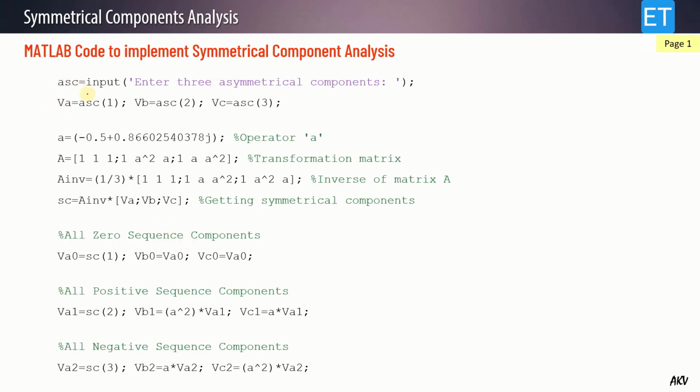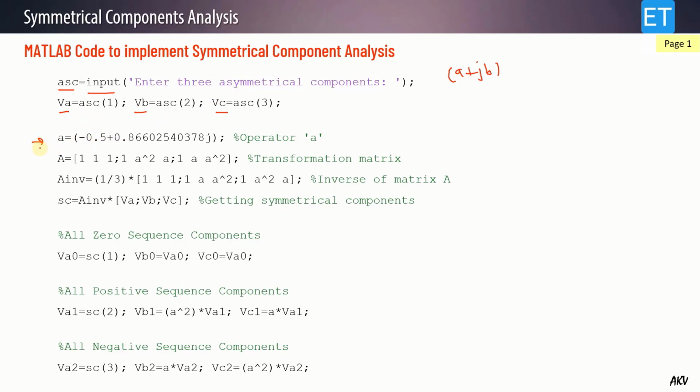First, I'm taking the input from the user from the command prompt. I'm going to enter the three asymmetrical components. The user will enter all three components in rectangular form, in the form of A plus jB. They go into the ASC variable, and now I am separating those three values as VA, VB, and VC, which represent the unbalanced values.